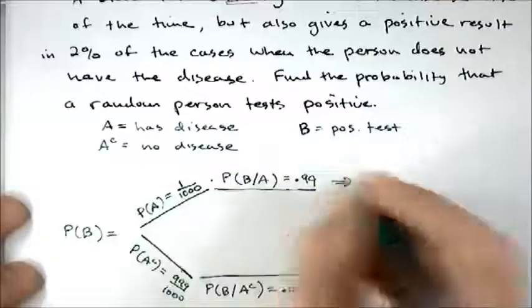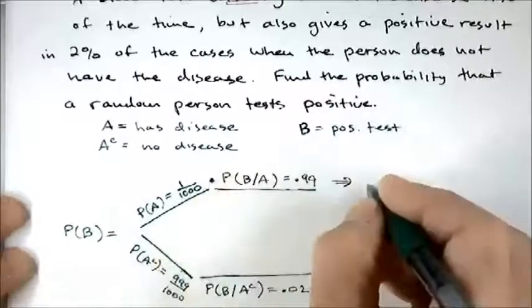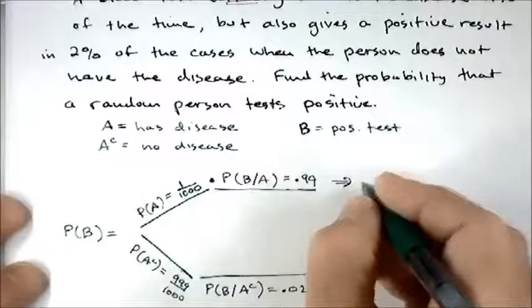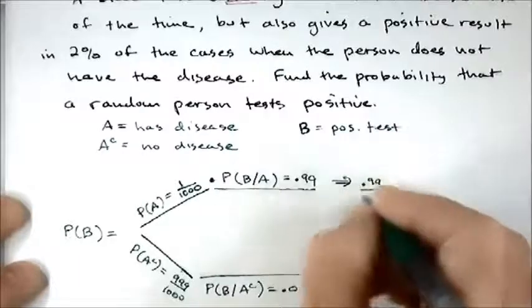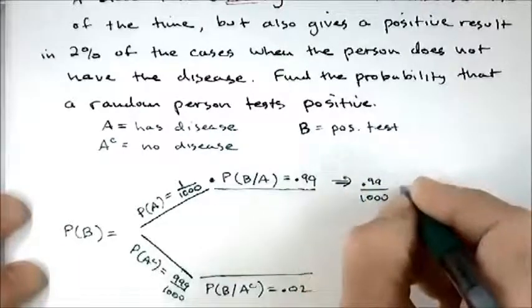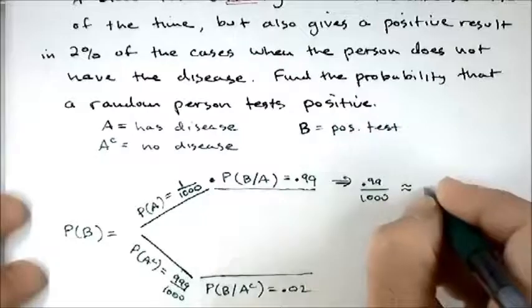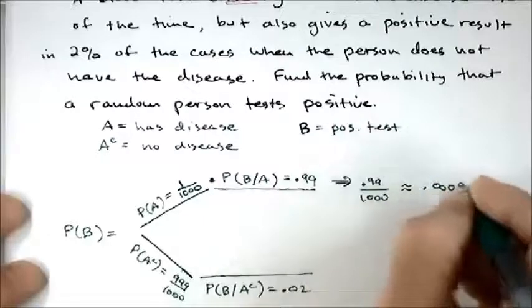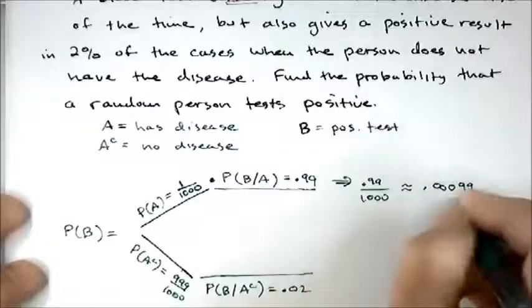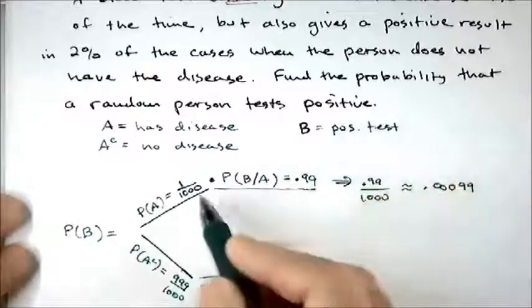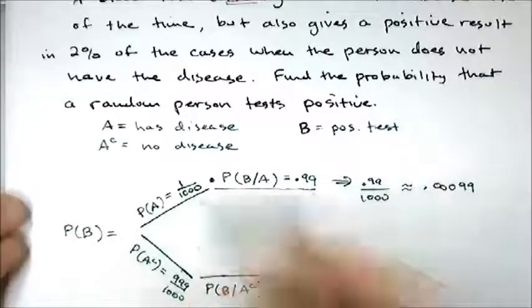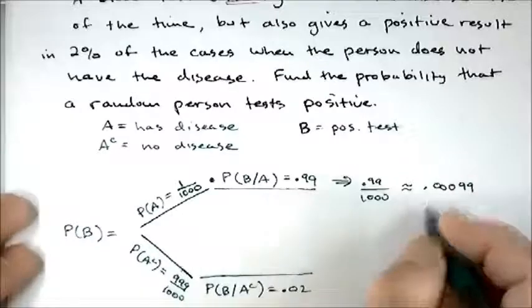If you multiply those together, you end up with, well, it's 0.99 over 1,000, right? And as a decimal, that's 0.00099. As expected, it's pretty small because not that many people have the disease, right? Only 1 out of 1,000 people have the disease.